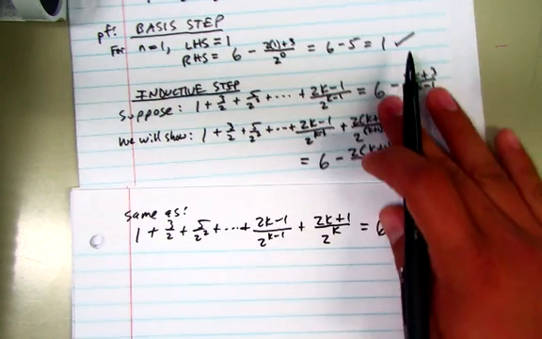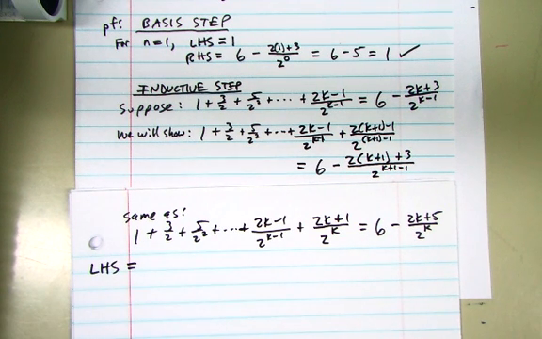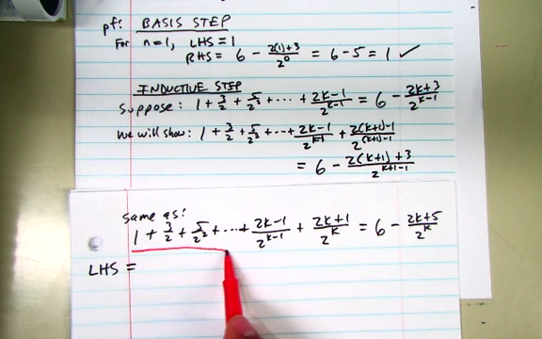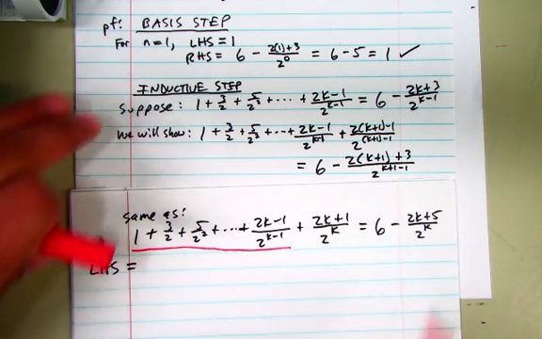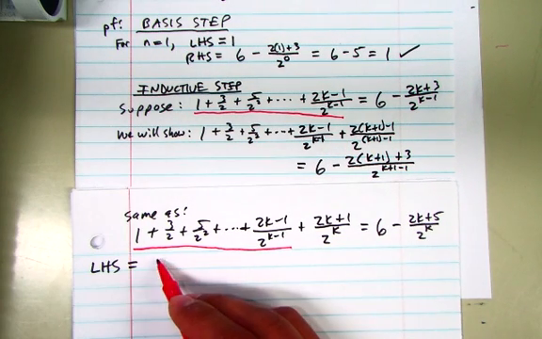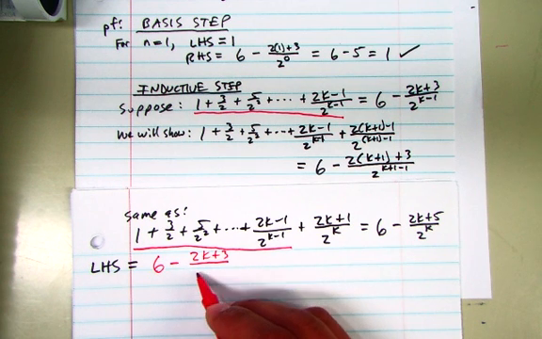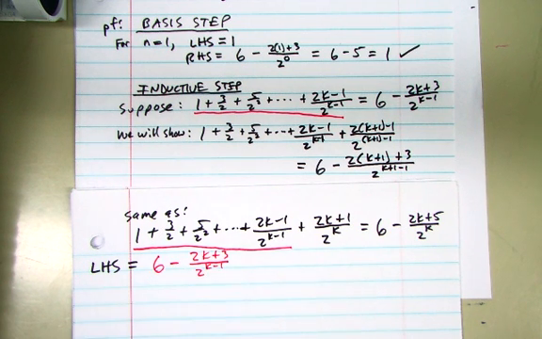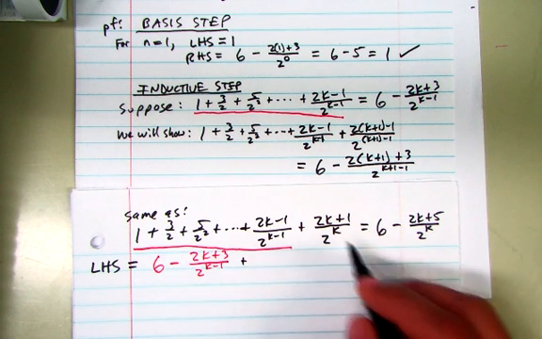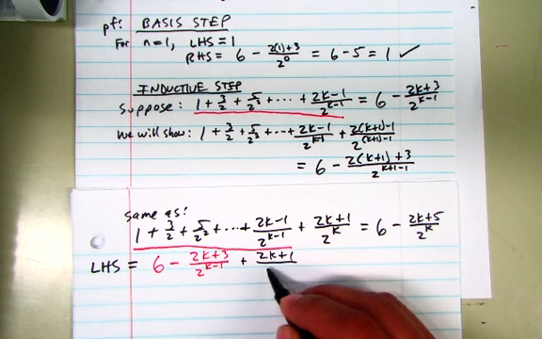All right, so now let's take the left-hand side and substitute what I can. Again, I'll use the red marker. From here to here, we have a formula for that, right? It's right up here. What does that equal? 6 minus 2k plus 3 over 2 to the k minus 1. That's the first part. But I still have that last term, 2k plus 1 over 2 to the k.